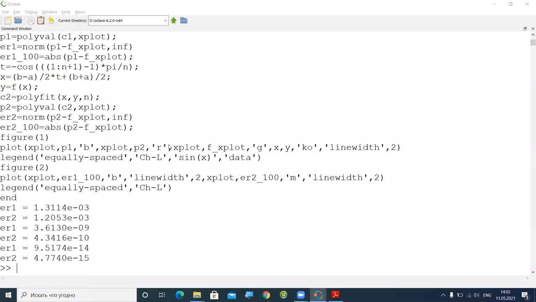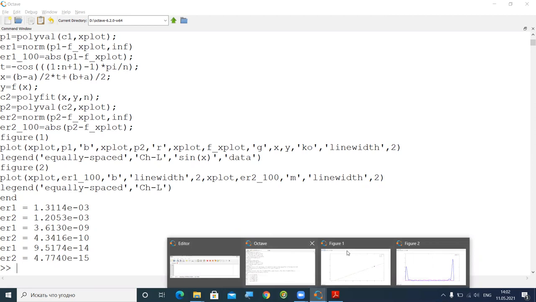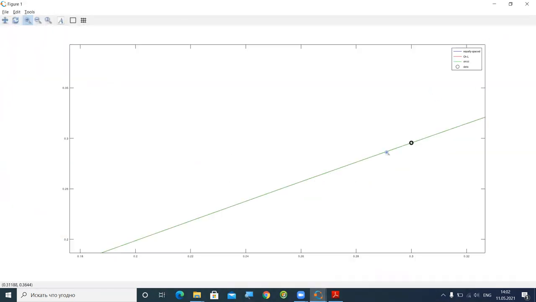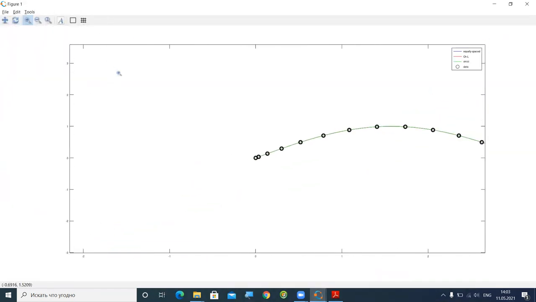And let's continue. So we said about it. So here we have maximum interpolated errors for each n. And they are the graphs of these polynomials. Okay, so now let's continue.